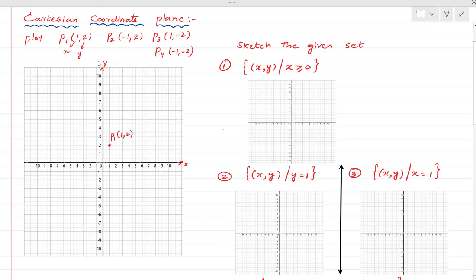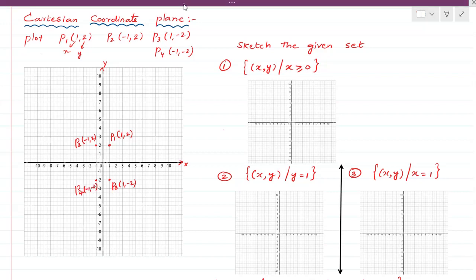The next point: the x value is taken as -1 and the y value is 2. So this is P2, which is (-1, 2). And P3 is x equal 1, y equal -2. So this is P3, (1, -2). Then P4, both are negative: (-1, -2).